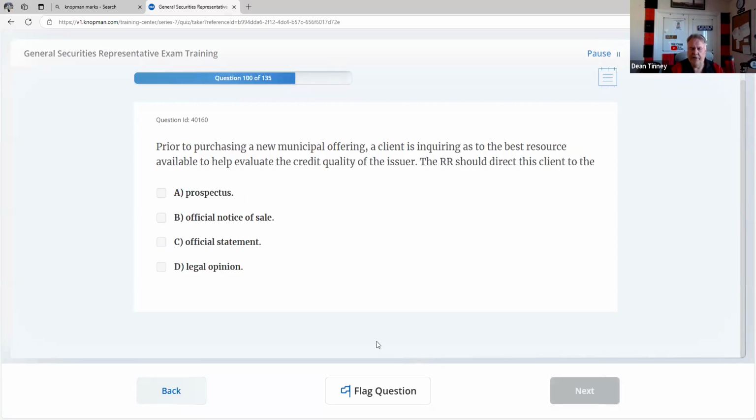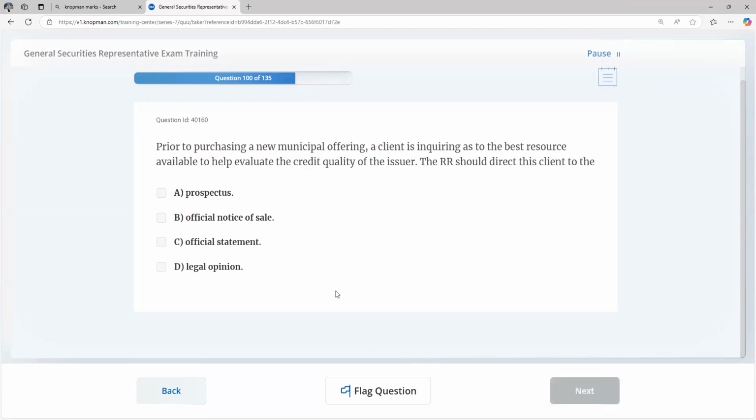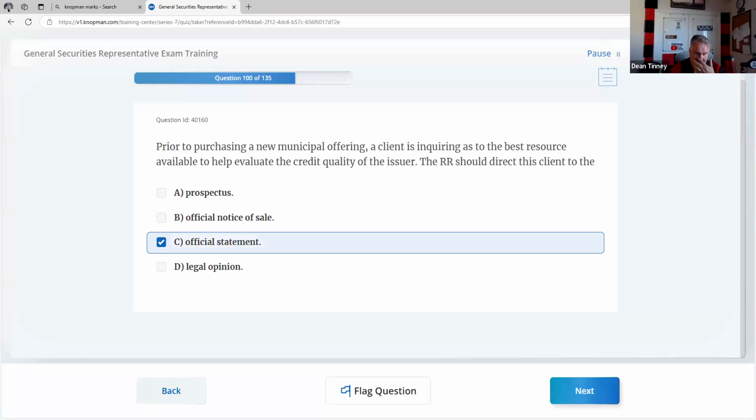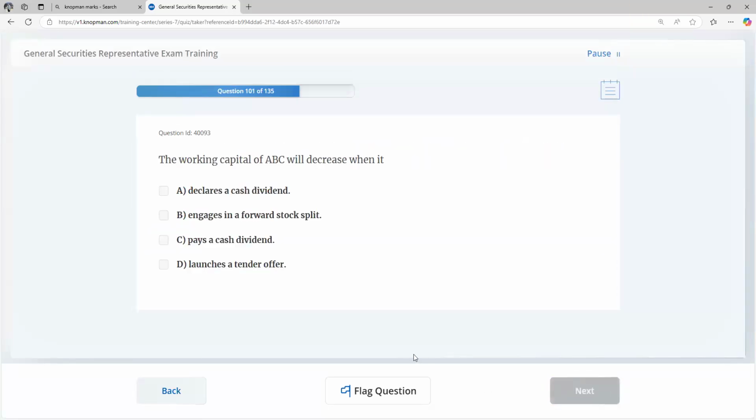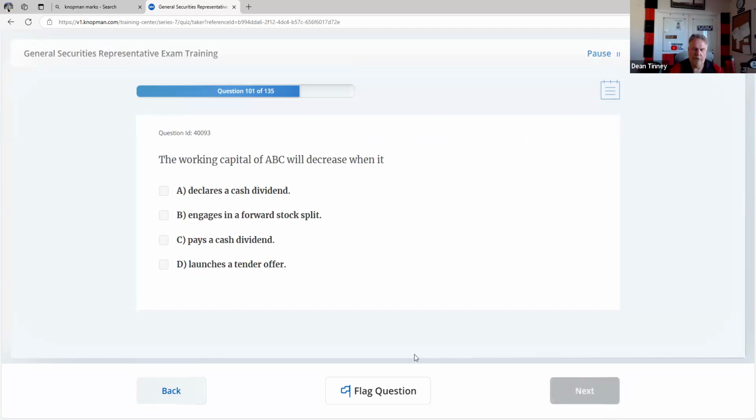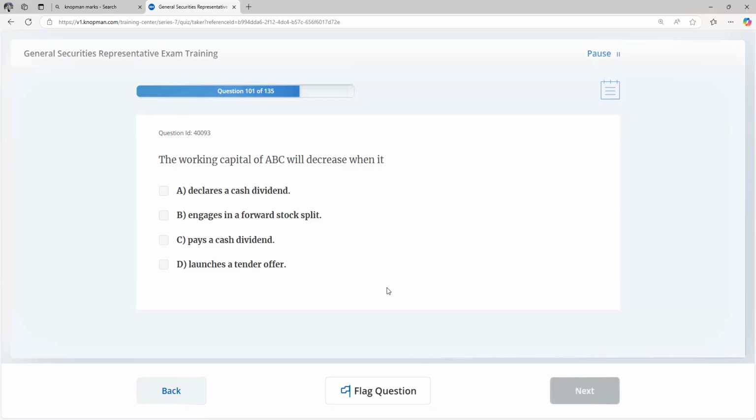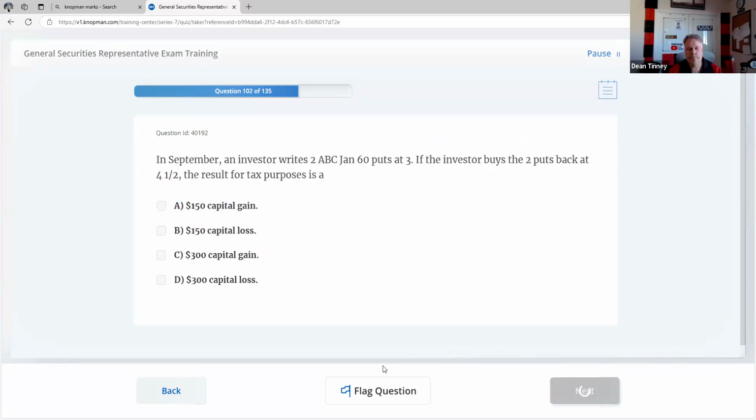Prior to purchasing a new municipal offering, the client is inquiring as to the best resource available to help evaluate the credit quality of the issuer. The RR should direct the client to... Okay, so he's purchasing. Wouldn't that be the official statement? That's the only one that makes any sense whatsoever. Okay. The working capital of ABC will decrease when it... Ooh, isn't that when they declare the cash dividend? Remember, we had one of those earlier. Right on.